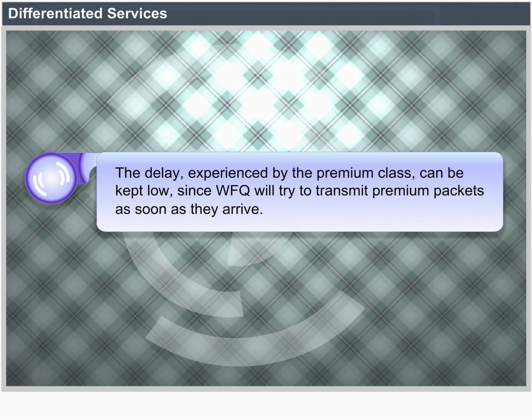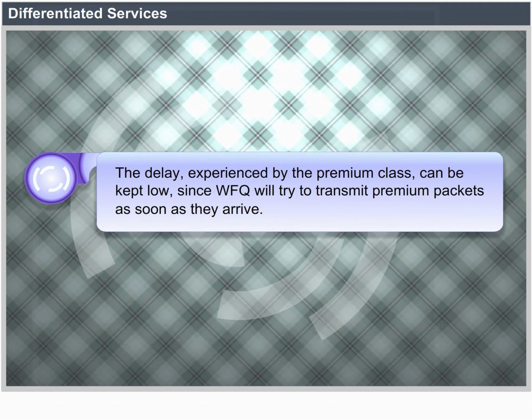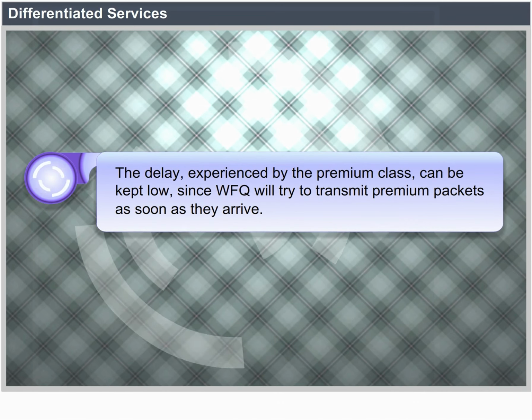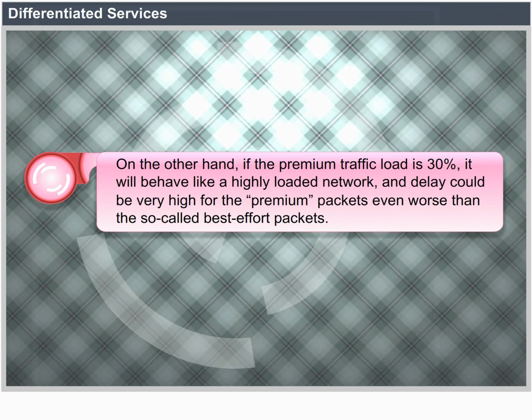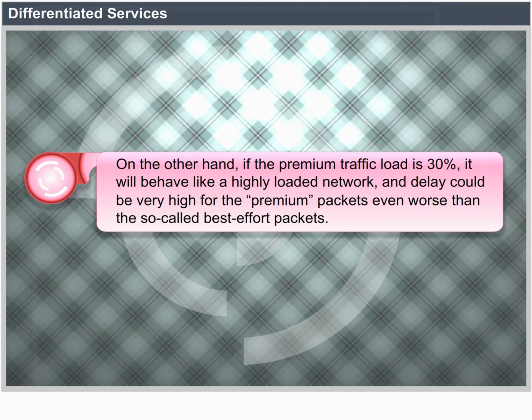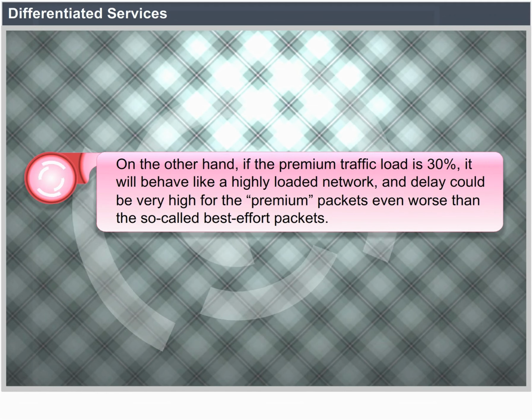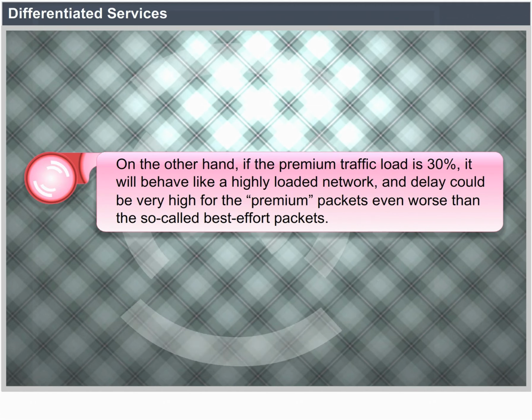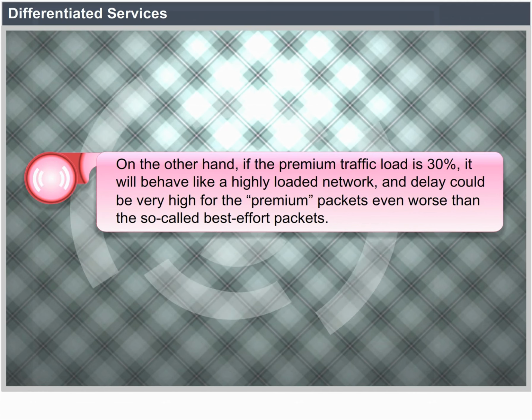The delay experienced by the premium class can be kept low since WFQ will try to transmit premium packets as soon as they arrive. On the other hand, if the premium traffic load were 30%, it would behave like a highly loaded network, and delay could be very high for the premium packets, even worse than the so-called best effort packets. Thus, knowledge of the offered load and careful setting of weights is important for this type of service.